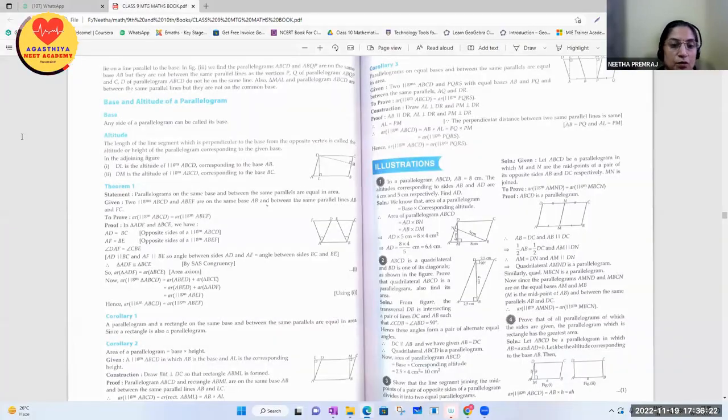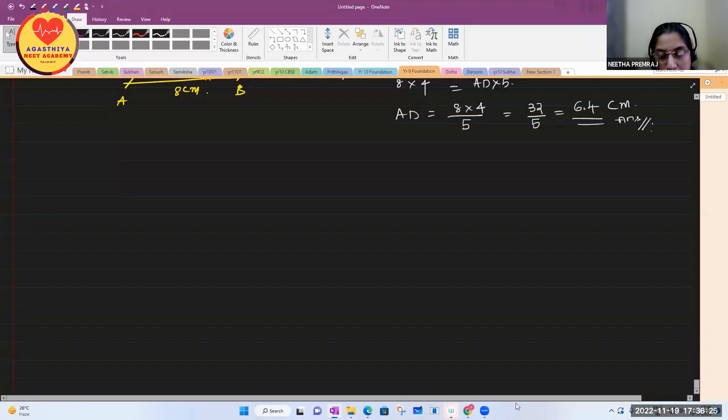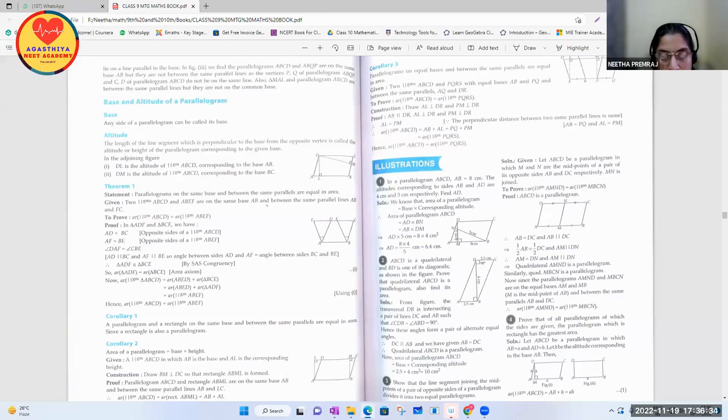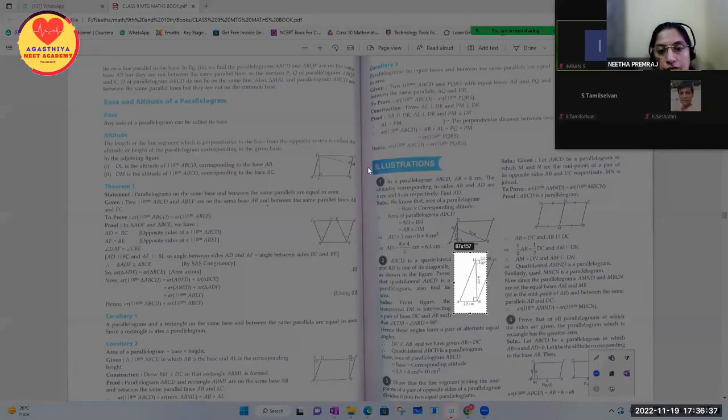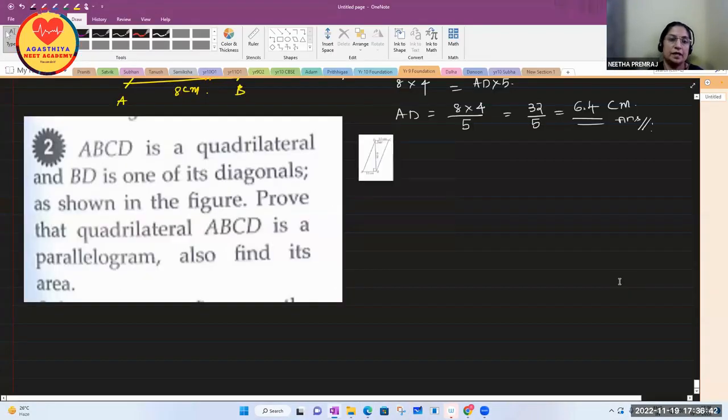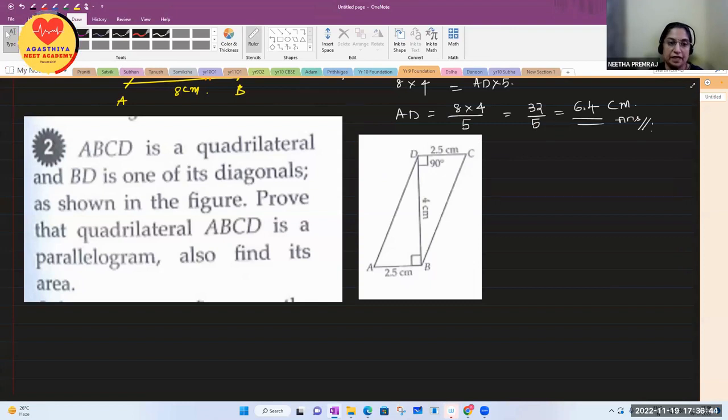Okay, what is given? Oh, figure is given. So I'll take the figure. If the figure is given, you can use the figure. Otherwise, you have to draw it yourself. Now, ABCD is a quadrilateral. BD is one of its diagonals shown in the figure. Prove that quadrilateral ABCD is a parallelogram and also find its area. What's the idea? Tell me.